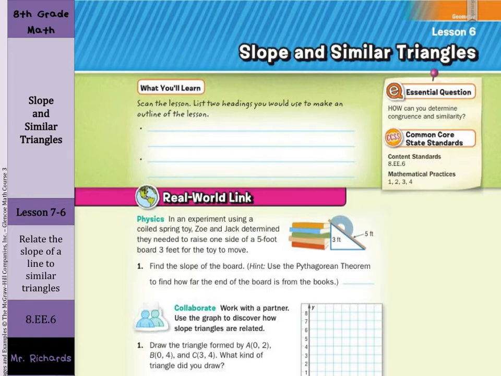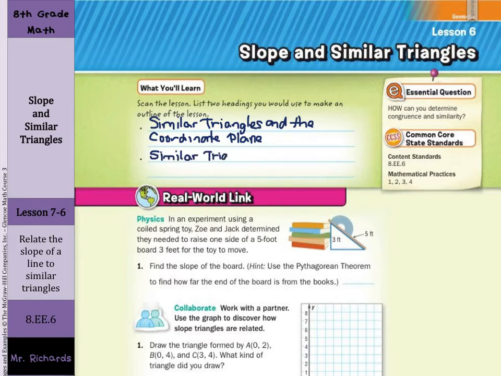If we scan the lesson and list two headings you would make to make an outline of the lesson, you may find that we'll learn about similar triangles, and the coordinate plane, as well as similar triangles, and slope. Two things to look for in today's lesson.